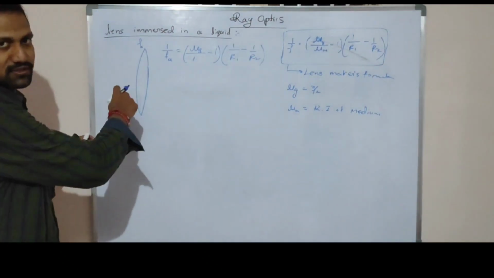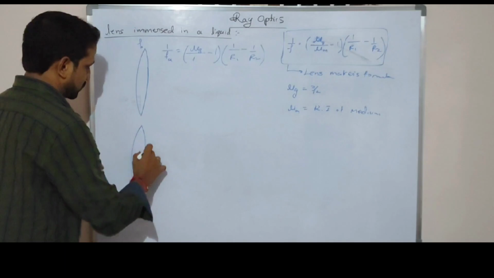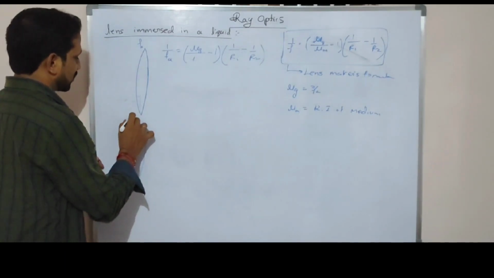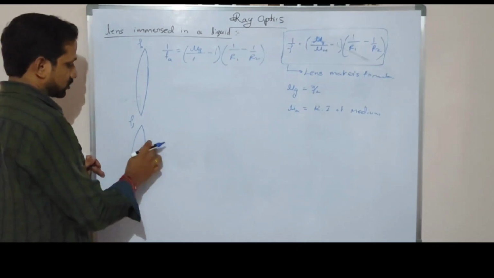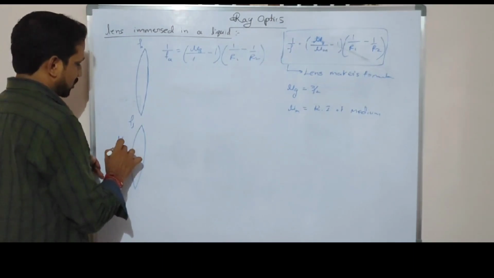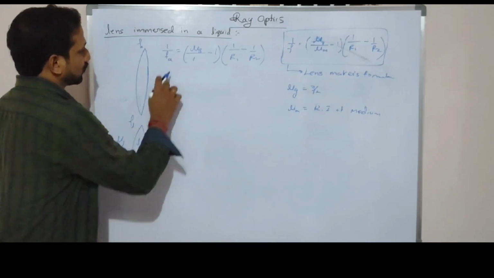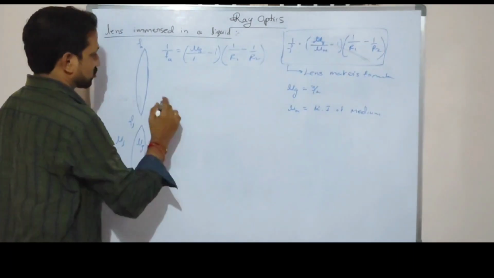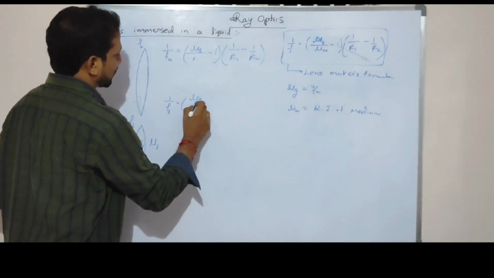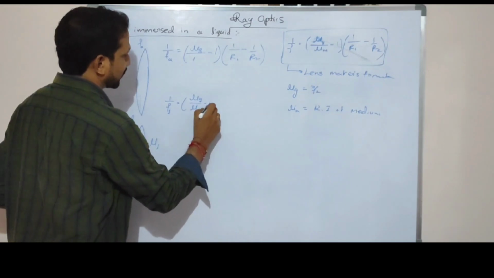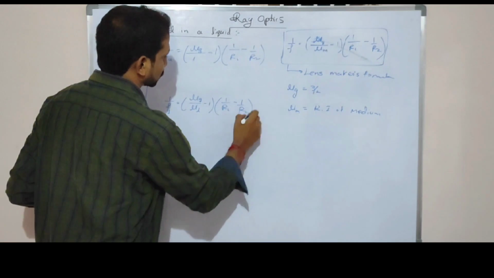But the same lens is immersed in a liquid, so let the focal length in the liquid be fl. Now in this case, both sides of the lens are liquid. So this is mu g. The same formula for this case is 1 by fl equals mu for glass by mu for liquid minus 1, into 1 by r1 minus 1 by r2.